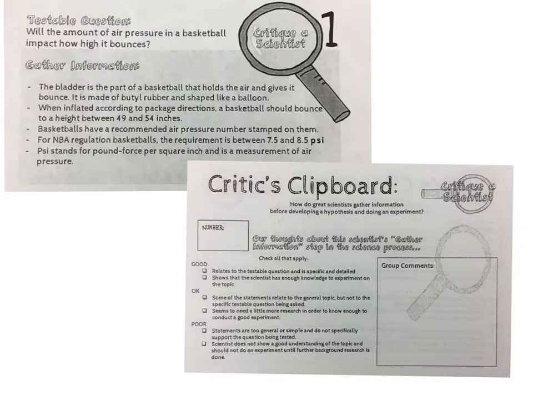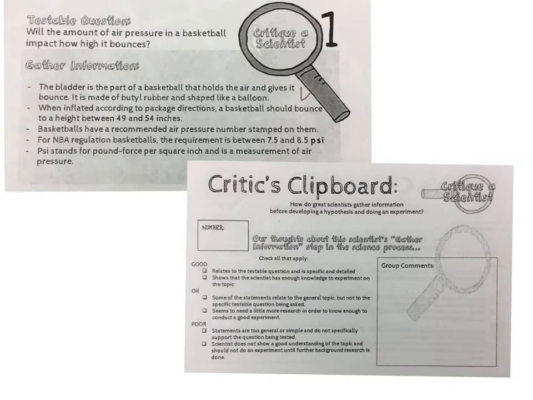Now that you've paused the video and you've evaluated the research, let's talk about it. The research in this experiment, I think, is pretty good. The bladder is part of the basketball that holds the air and gives it bounce. It's made of butyl rubber and shaped like a balloon. I think this piece of research really directly relates to the question, because the question is asking us, does the amount of air pressure in a basketball impact how high it bounces?